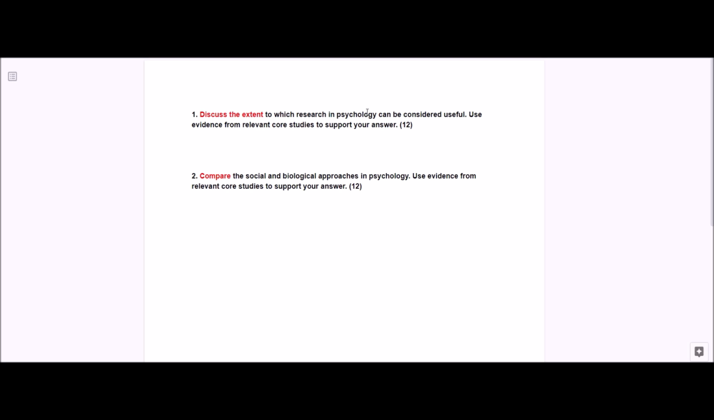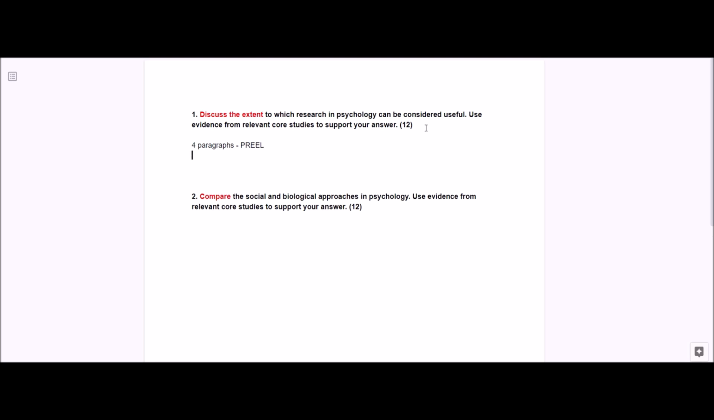So discuss the extent to which research in psychology can be considered useful. Use evidence from relevant core studies to support your answer. You did, as part of lesson, create a bit of a success criteria for this type of answer before we moved to remote learning, and I have got you to do a couple of these since, so we should be good at these. Okay, however, these were not executed well. Okay, so I'm just going to pull apart the question first, and then we'll start writing an answer.